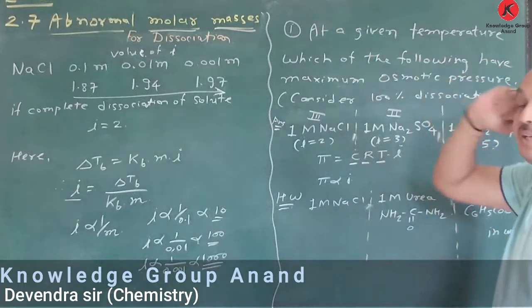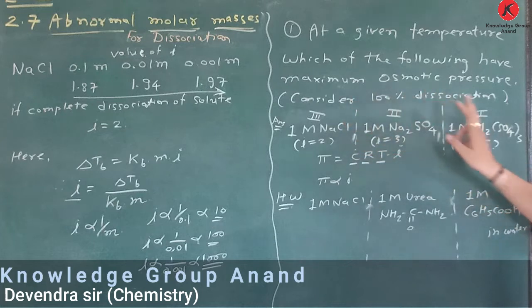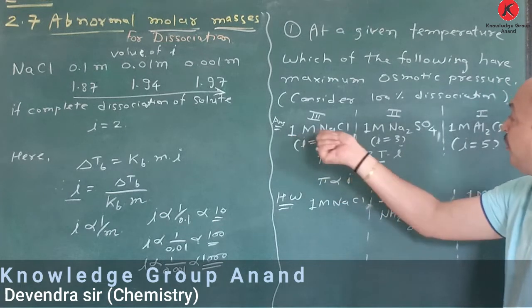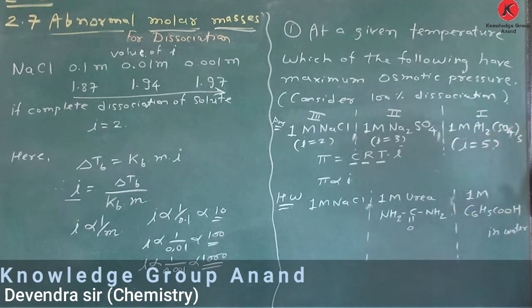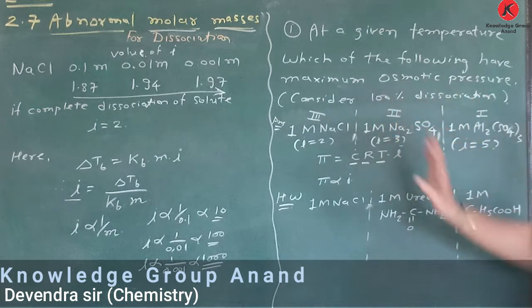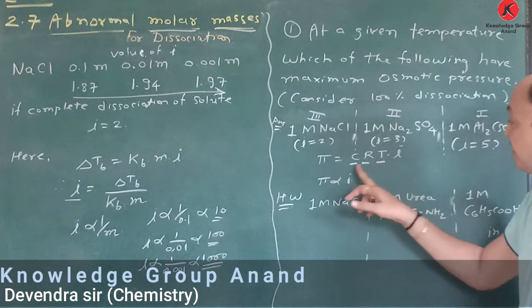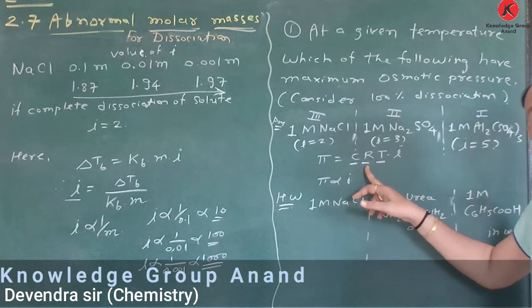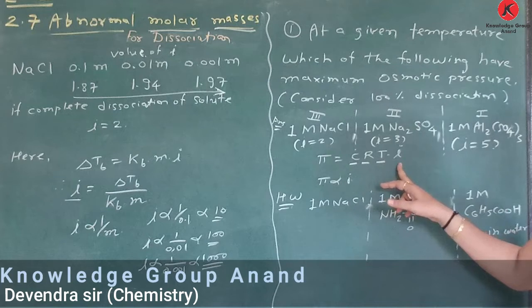Now, here is one example. At a given temperature, which of the following has maximum osmotic pressure? Consider 100% dissociation or association occurs. Let me solve this particular example. Given are 1 molar NaCl, 1 molar Na2SO4 and 1 molar Al2(SO4)3. Here for osmotic pressure, you know the formula π = CRT i. C stands for concentration, R stands for the gas constant, which is the same for the solution, T stands for temperature and i stands for the van't Hoff factor.